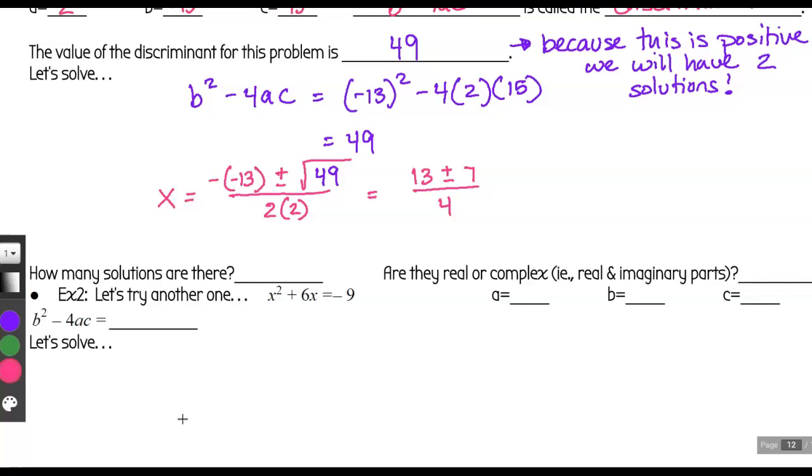Now, we have to separate this into two solutions. What do you think the first solution is going to be? How can we find our first solution? We can take 13 plus 7 and put it over 4. What is 13 plus 7? Now, I'm not going to write a decimal here. I'm going to leave it as a fraction.